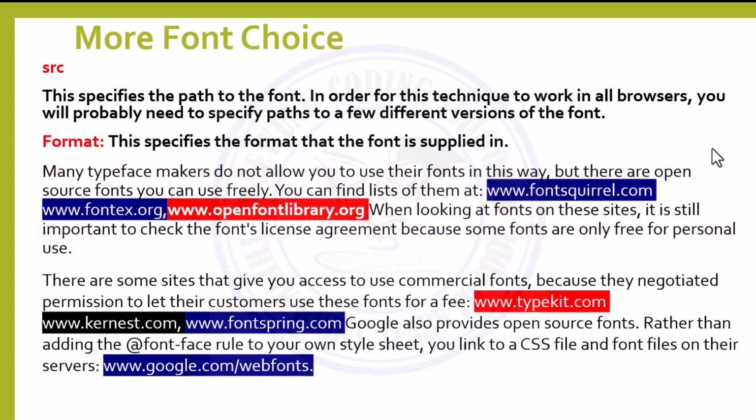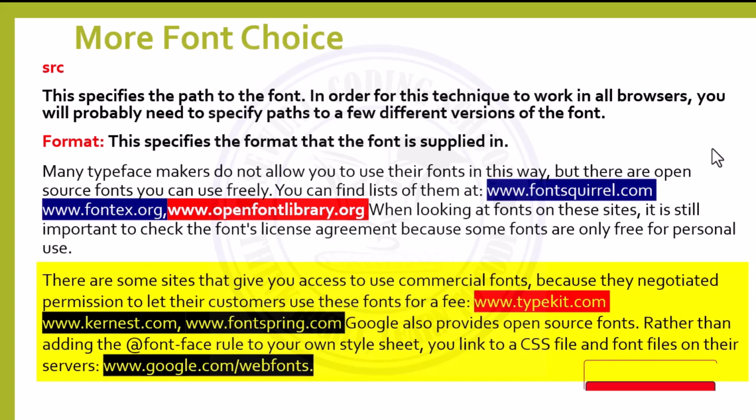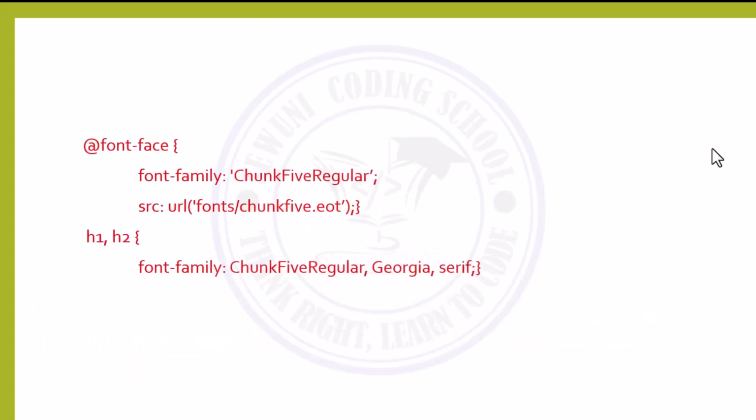There are some sites that give you access to use commercial fonts, because they negotiated permission to let their customers use them for free. One is typekit.com, kenes.com, fontspring.com, and Google also provides open source fonts. Rather than adding the font face rule to your own style sheet, you link to a CSS file and font files on their service at www.google.com/webfonts. This is one way of adding a font face.